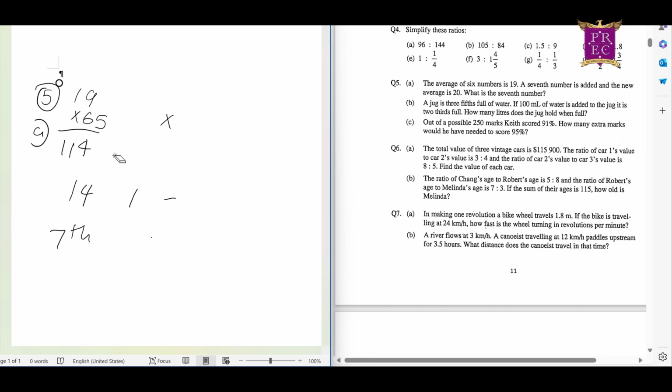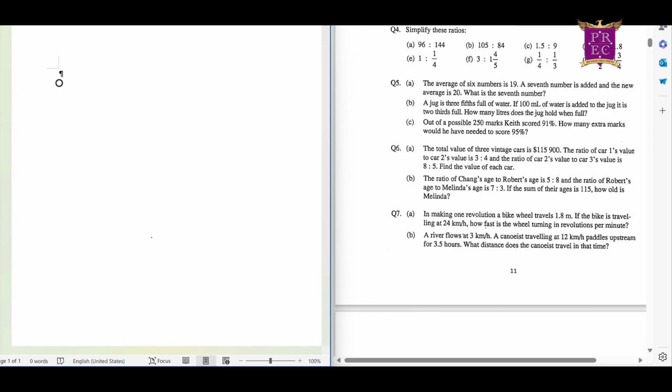Okay. Question 6A. What does it say? The total value of 3 vintage cars is $115,900. Okay. The ratio of car 1's value to car 2's value is 3 to 4, and the ratio of car 2's value to car 3's value is 8 to 5. Find out the value of each car.